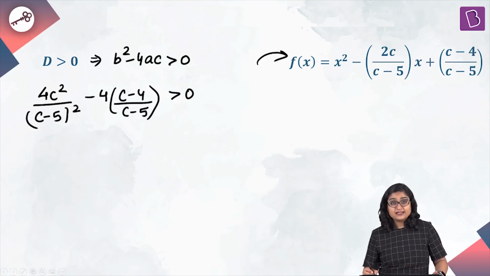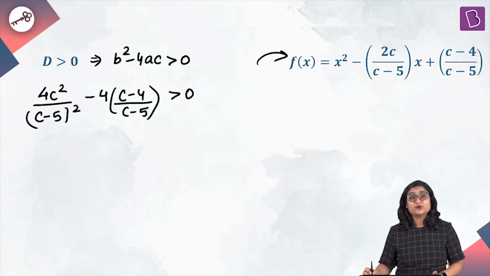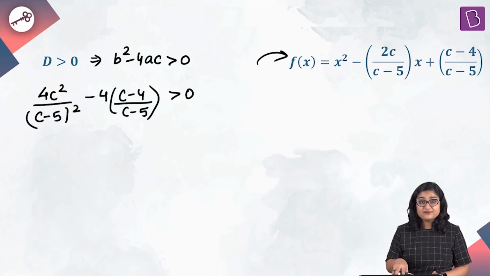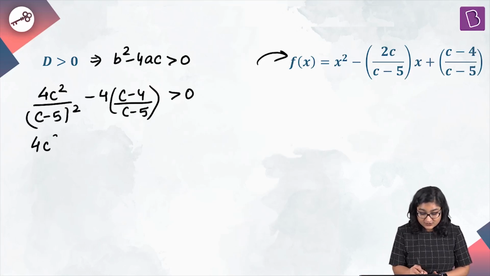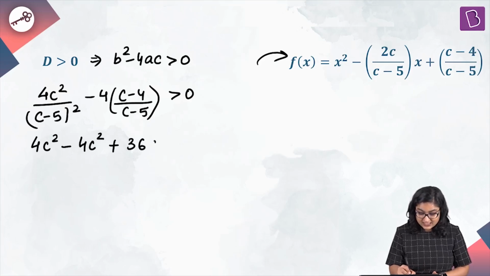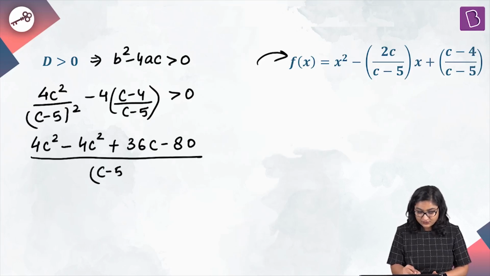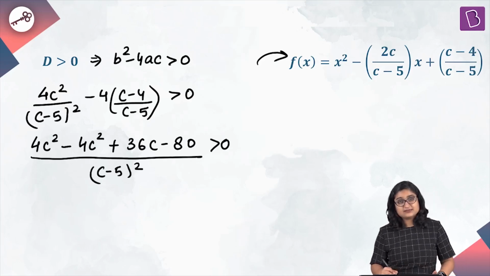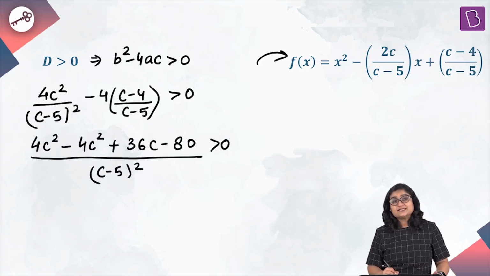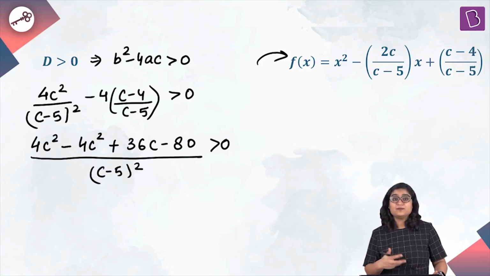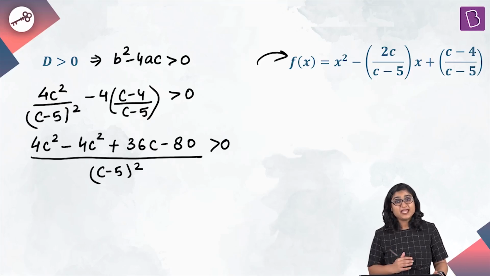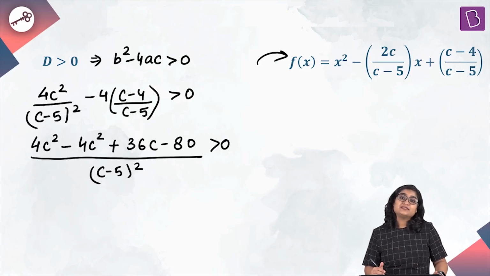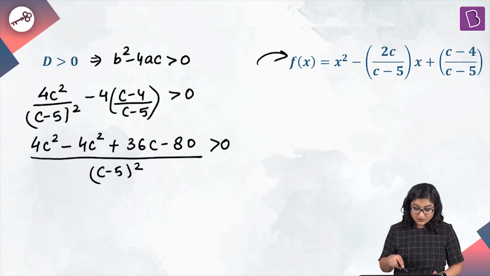Now if I take LCM, what I'll get is c minus 5 the whole square, and if I simplify this, what I'll get is 4c square minus 4c square plus 36c minus 80 divided by c minus 5 the whole square is greater than 0. Alright, now we know that c minus 5 the whole square will be a positive number. So if we multiply the complete inequality with c minus 5 the whole square, the inequality sign will not change.